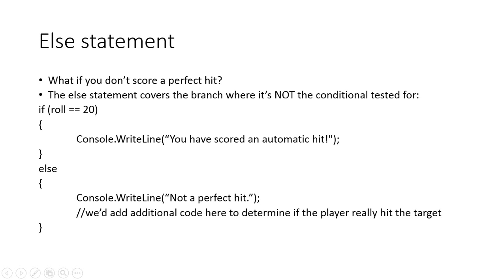Now the question comes up, what if you don't score a perfect hit, or what if you don't get a perfect score? That's where they bring up the else statement. And that covers the branch where it's not the conditional tested for. So in this case, if we roll a 20, then we've scored an automatic hit. Otherwise, we haven't scored a perfect hit, and we want some additional code to determine if the player really hit the target.